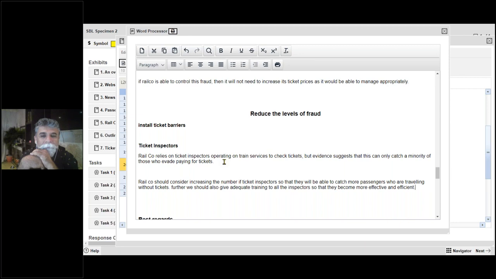Done. So simple, right? Very basic, logical business thinking. Railco should consider increasing the number of ticket inspectors so that they will be able to catch more and more passengers who are traveling without tickets. Further, Railco should also give adequate training to all the inspectors so that they become more effective and efficient.